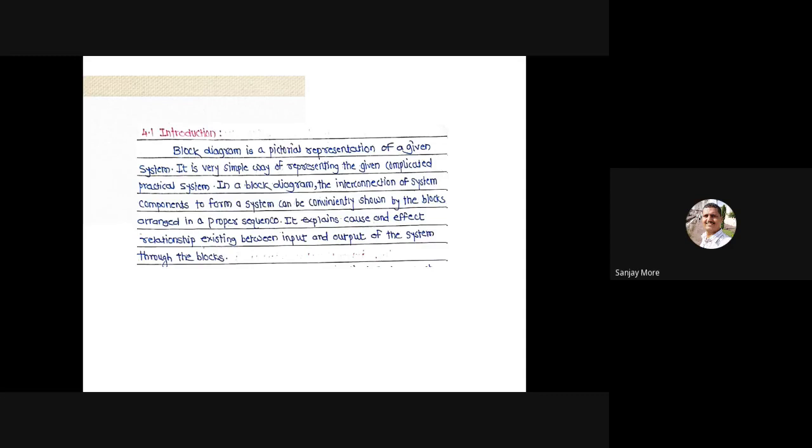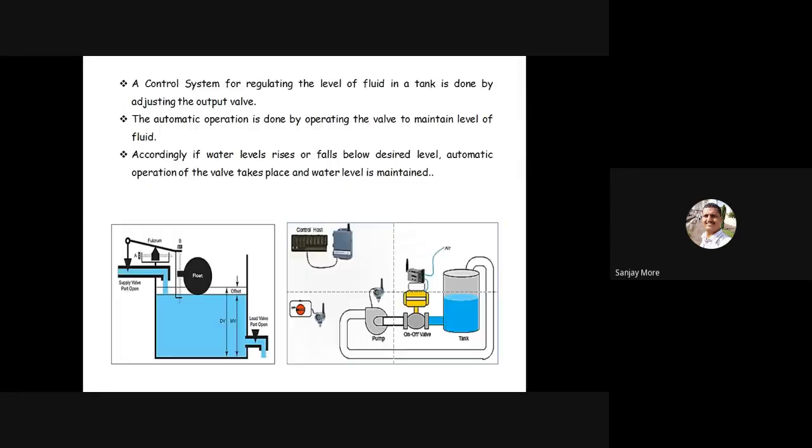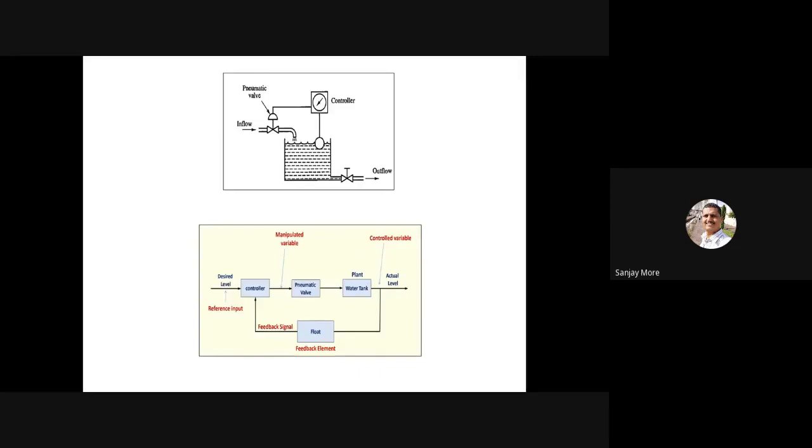See the introduction of block diagram. This is only a pictorial representation of a given system. Okay? It is a very simple way of representing a given complicated practical system. It's known as a block diagram. See the system of water level indicator with the help of a float. So this is the actual diagram of this water level indicator, and this is the block diagram of the water level indicator.